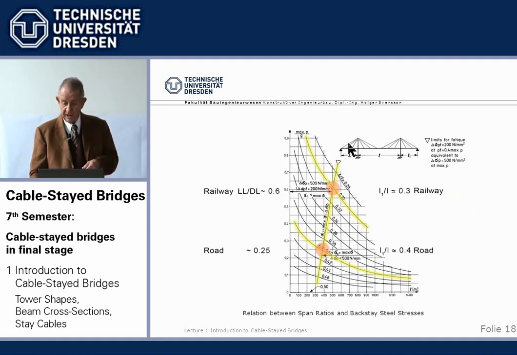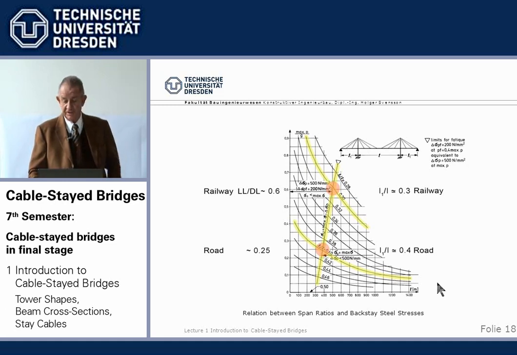Normally, we have built a bridge from A to B, and then the question is how to make the ratio between main span and side span. Basically, I can only do it very quickly here. We do it later in detail. It depends on the stresses in the backstay cable which govern the bridge, and that again depends on the ratio of live load to dead load.